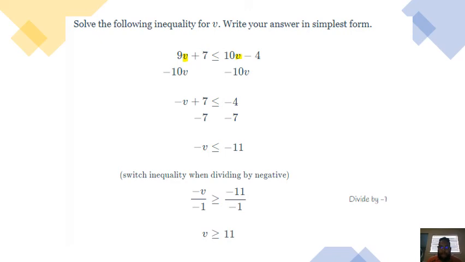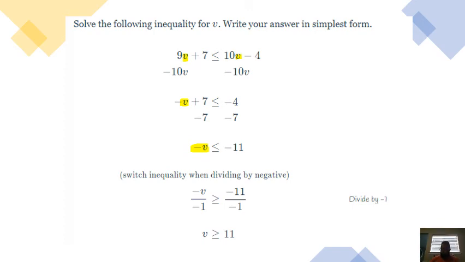Now that all of our unknowns are on the left side, we're solving for v. We only have one of these now, so we're going to get rid of the plus 7 by subtracting it, and we end up with negative v is less than or equal to negative 11.